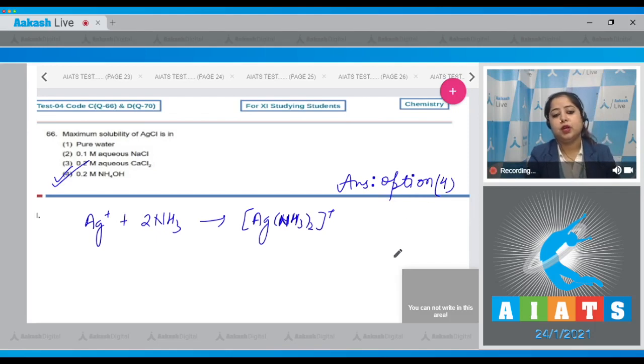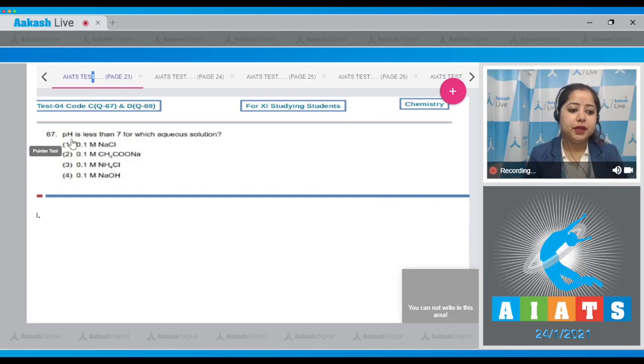4. Moving to the next question, students, which is question number 67. pH is less than 7 for which aqueous solution? Number 1, 0.1 molar NaCl, 0.1 molar sodium acetate, 0.1 molar ammonium chloride, and 0.1 molar NaOH.